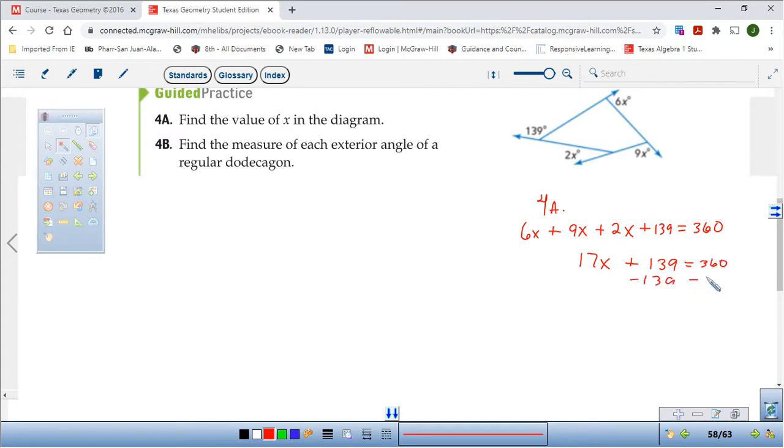Subtract 139 from both sides, and these cancel out. 360 minus 139 is 321. I have to use my calculator, guys. So 17x equals 321. Divide by 17 on both sides. Okay, so that's the value of x.